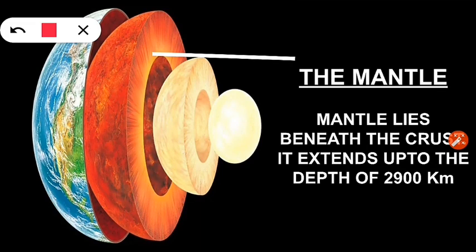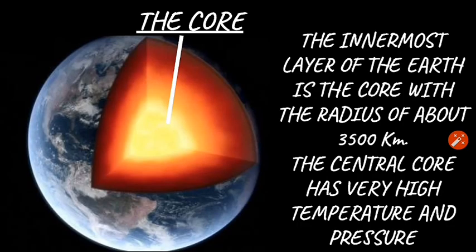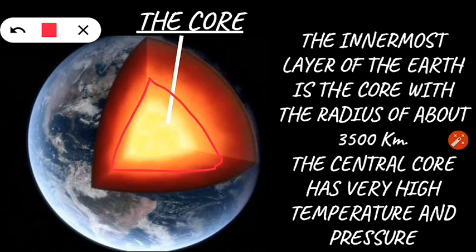Now let us know about the second layer of the Earth, that is the mantle. The mantle lies beneath the crust. It goes up to the depth of 2900 km. Now comes the third layer of the Earth and the innermost layer, that is the core. The radius of the core is 3500 km.